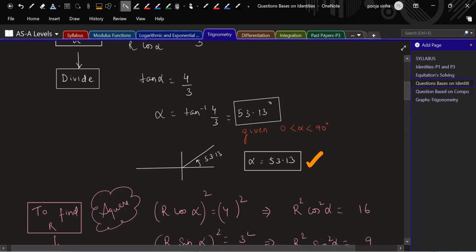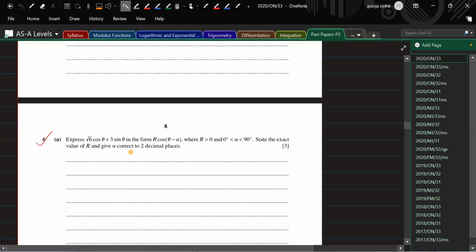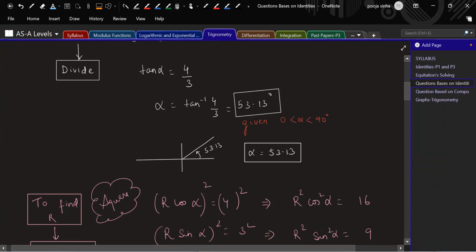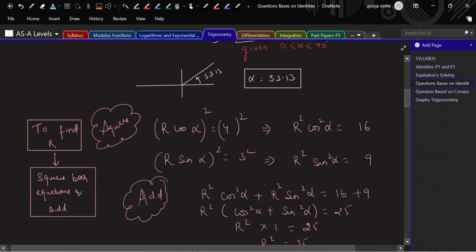So what was the question? We have to find R also. Right. We have to find R as well. तो हमारा एक part हो गया. State the value of R and give value of alpha. Alpha हमने यहाँ पे निकाल लिया. This is clear. Alpha is done. Now figure out R. So for R, you have to square both equations and add.